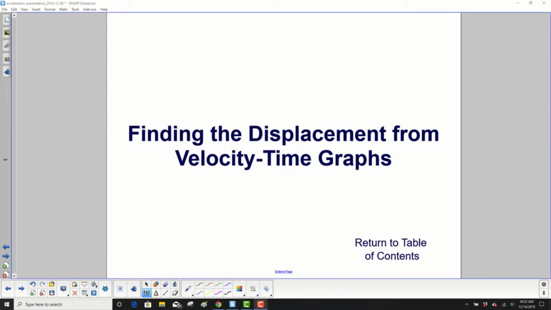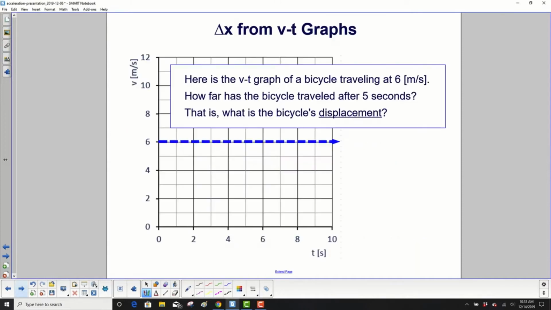Finding the displacement from velocity time graphs. Once again, we have a velocity time graph, or a VT graph, of a bicycle that travels at 6 meters per second. You read that right. And we'd like to know how far it travels after 5 seconds.